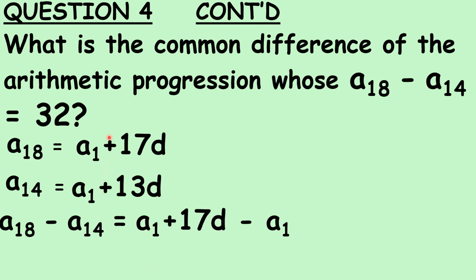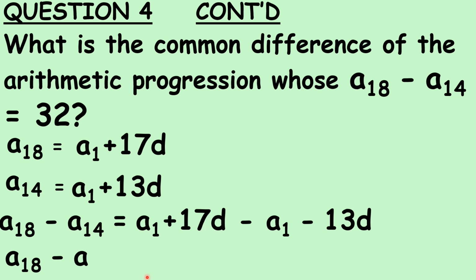And then on the right-hand side, we look at the like terms. So A1 should subtract this A1. A1 will subtract the A1, and then we'll now have 17D minus 13D. So you have 17D minus 13D.